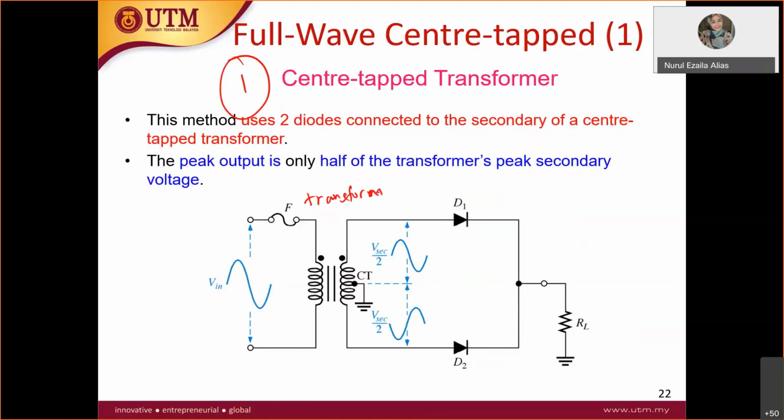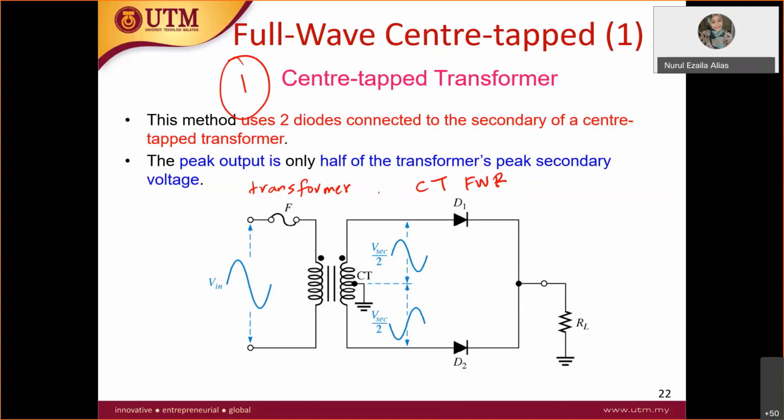Excuse my handwriting, so I better write it this way. This is your transformer, and when I write CT, it means center tap full wave rectifier. So this is the rectifier circuit. This is how it looks for the center tap circuit.